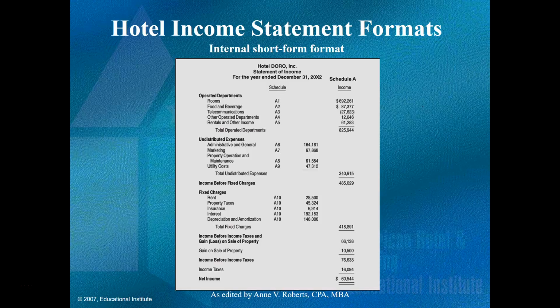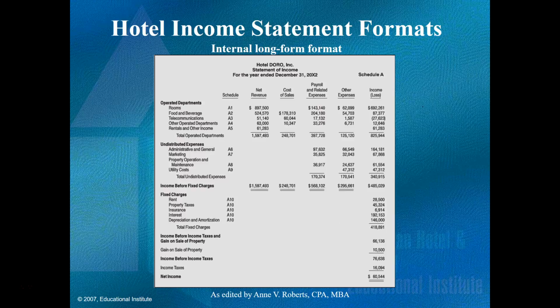Okay? We list out our fixed expenses. There's our little gain or loss on property. There's our income taxes. Okay? But again, all internal. The less detail we have indicates the higher the management analysis of it. The more detail we have indicates the lower level management layers that are looking at it.